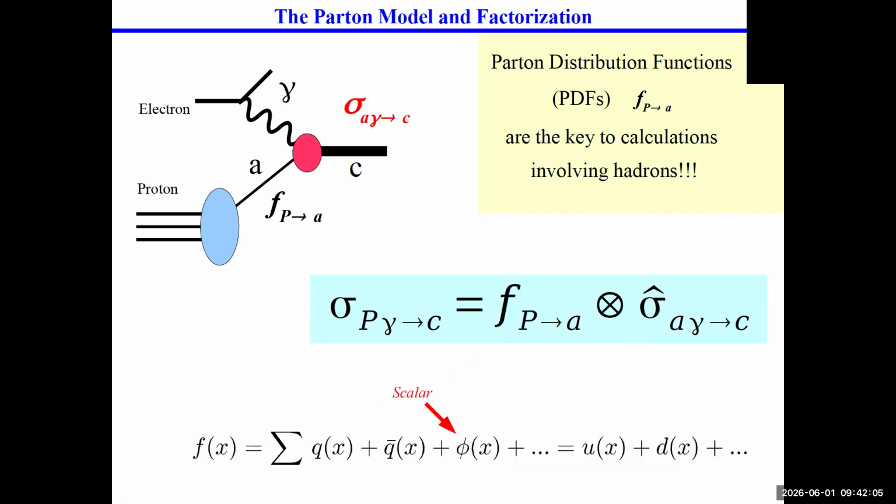Now let me write down a model for this. In the parton model, we say the proton is made up of quarks and antiquarks, and there could be scalar quarks. We don't know. Let's put it in and see what happens.